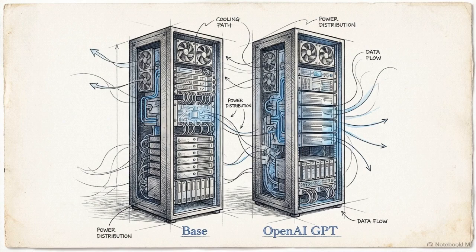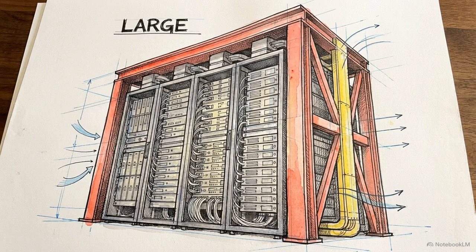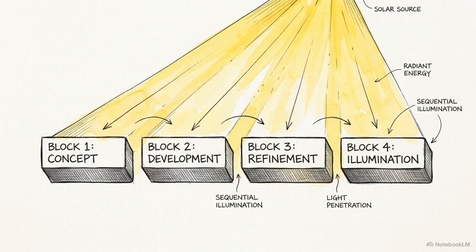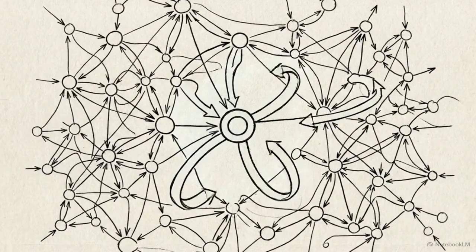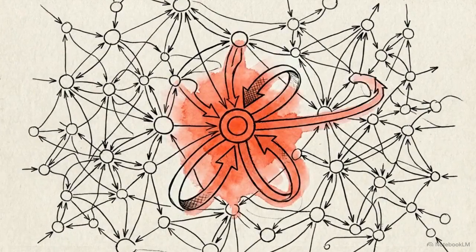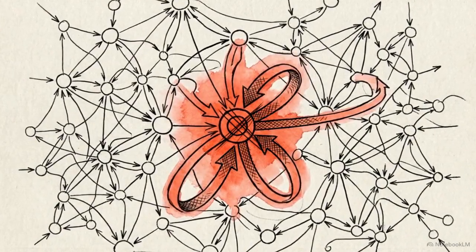BERT Base operates with 110 million parameters across 12 layers, explicitly matched to OpenAI's GPT for direct comparison. BERT Large scales up to 340 million parameters across 24 layers. This unmasked architecture sees the entire sequence at once. It is highly optimized for understanding, but because of the copy paradox, it is entirely untrainable using standard prediction tasks.